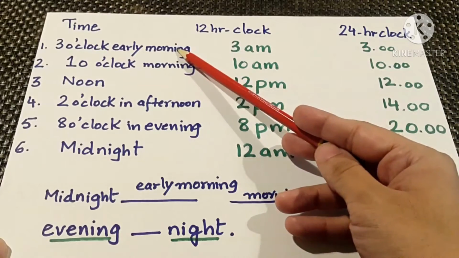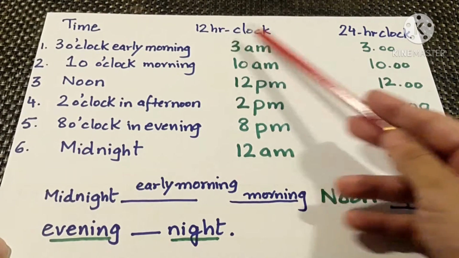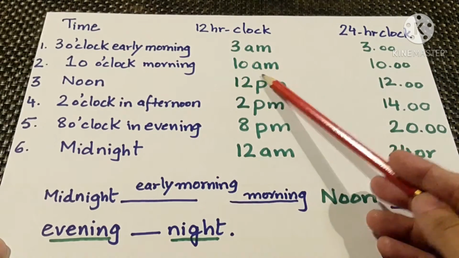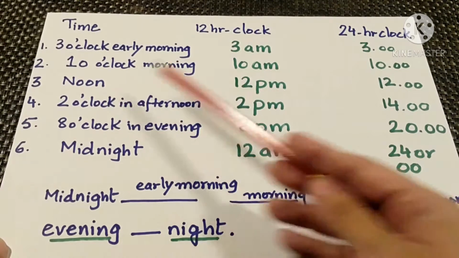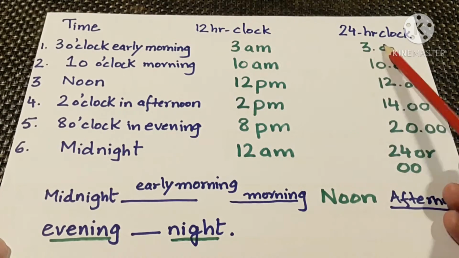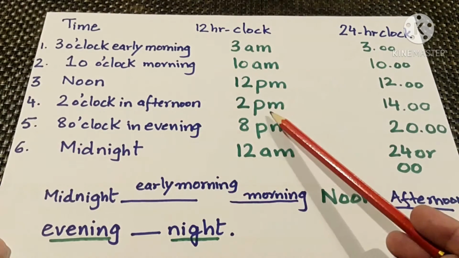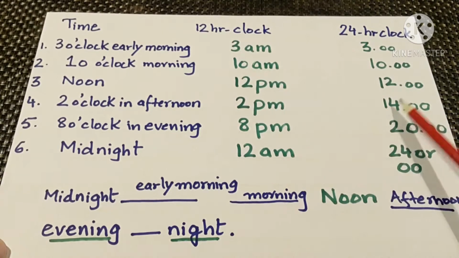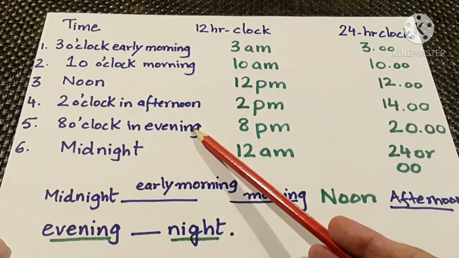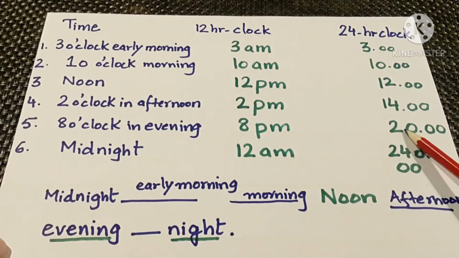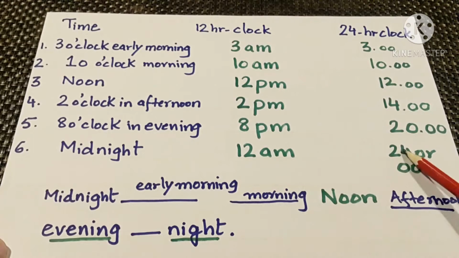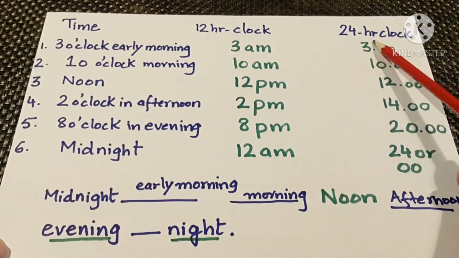Time, 12-hour clock, 24-hour clock. 3 o'clock early morning is 3 AM in 12-hour clock and 3 in 24-hour clock. 10 o'clock morning, 10 AM, 10. Noon time is 12 p.m. in 12-hour clock and 12 in 24-hour clock. 2 o'clock in afternoon is 2 p.m. in 12-hour clock and 14 in 24-hour clock. 8 o'clock in the evening is 8 p.m. whereas 20 in 24-hour clock. Midnight is 12 a.m. It is 24 or 00 in 24-hour clock.